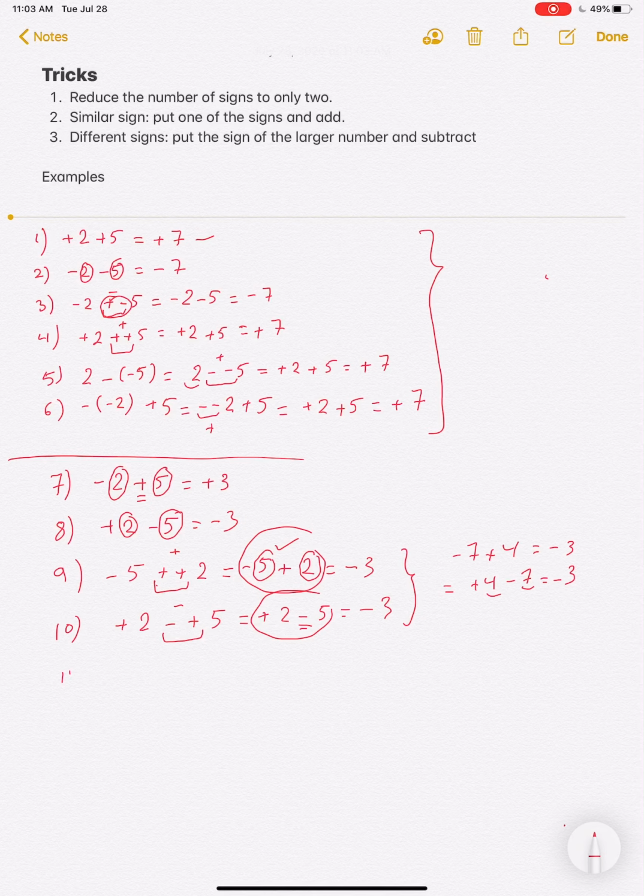Last example. What if we have negative 2, negative 5? Again, two consecutive signs, they are similar, so their multiplication is positive. So this should be written as negative 2 plus 5. We have 2, we have 5. The larger number is 5, its sign is positive. Now what's the difference between 5 and 2? It's 3.